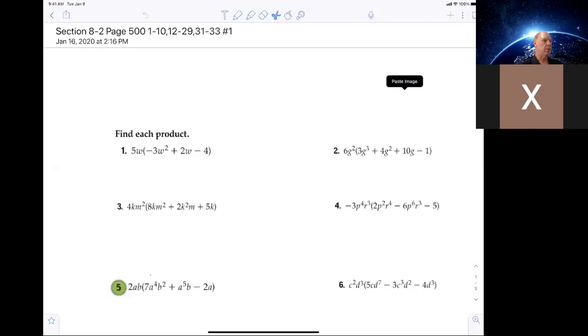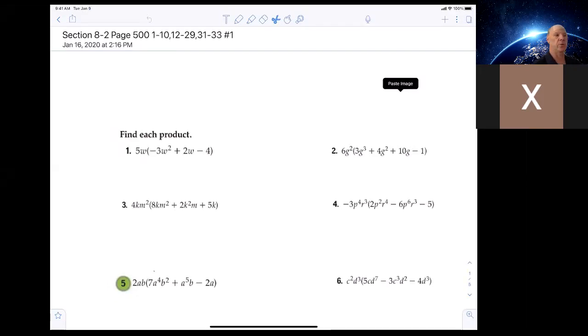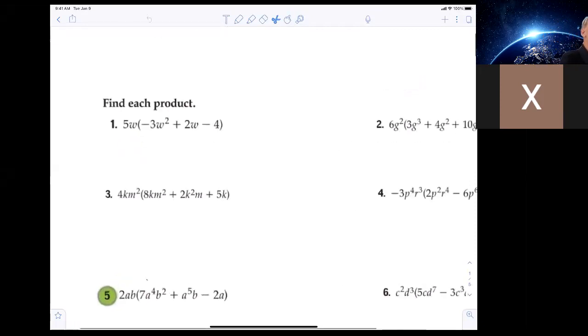All right. So here we go, guys. Now, do me a favor. Just make sure when you're looking at these problems, you're just doing the distributive property. That's all you're doing. You're doing the distributive property, however, with exponents. So it makes it just a little bit trickier.